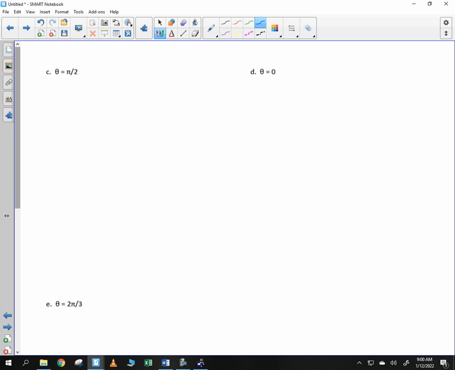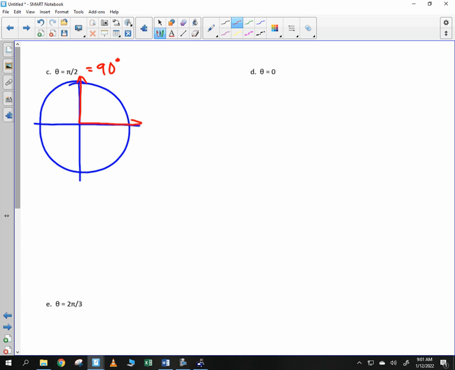Pi over 2. 90. Do I need to make a triangle? No. What's the coordinate up there? 0, 1. So therefore, we have the sine of pi over 2, the cosine of pi over 2, and the tangent of pi over 2.